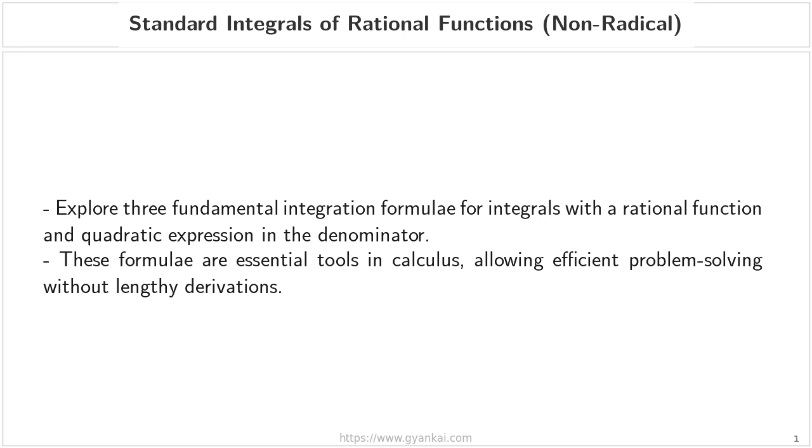In the next few slides, we'll break down each of these 3 formulas, show you how they're derived, and work through some examples so you can get comfortable using them. So, let's get started with the first one, which deals with the difference of squares.